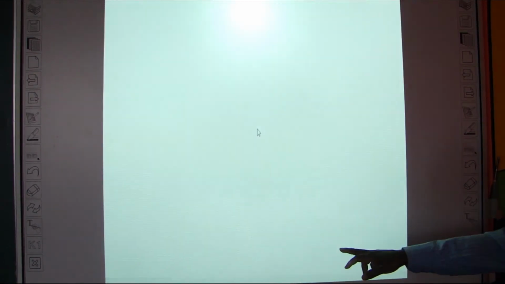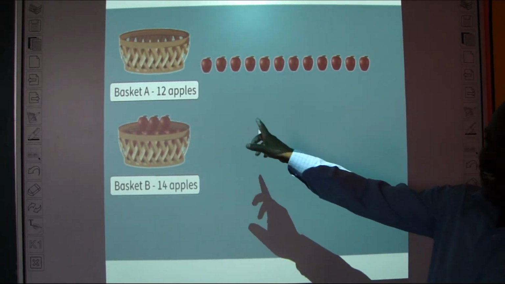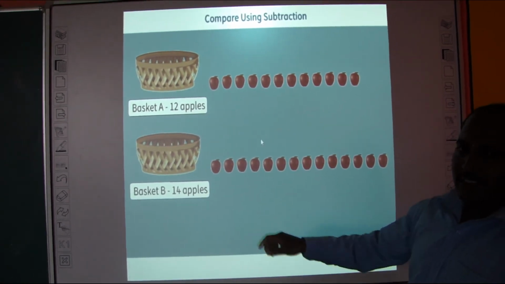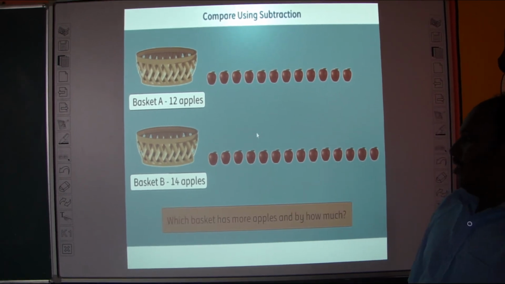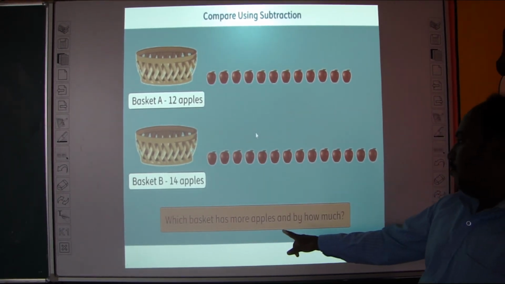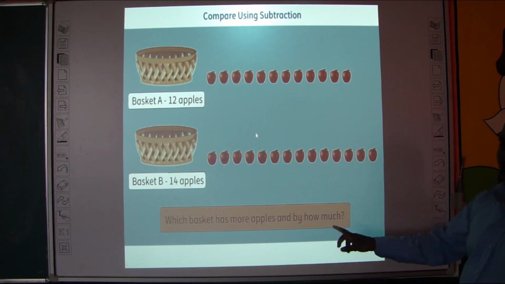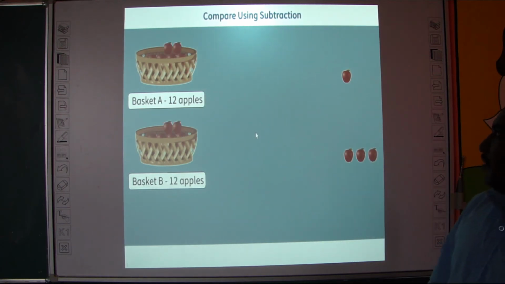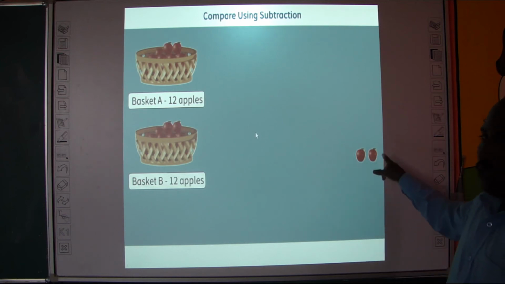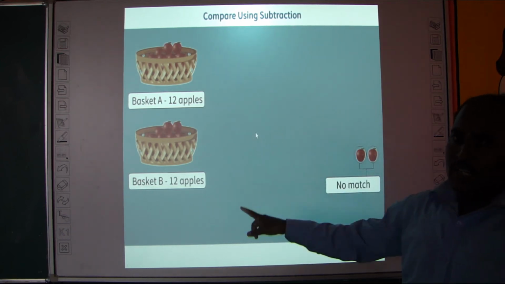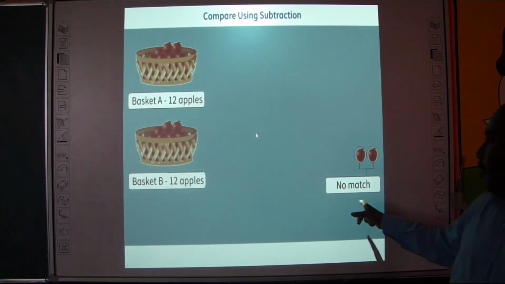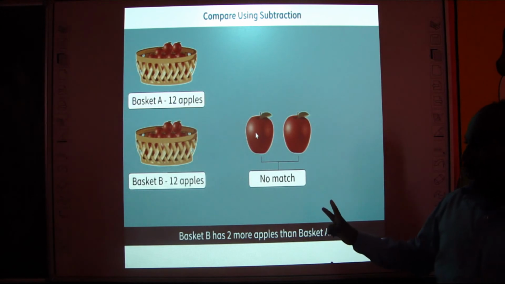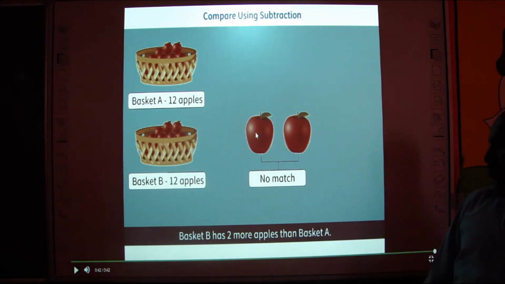We compare basket A and basket B. Basket A has 12 apples, basket B has 14 apples. Which basket has more apples, and by how much? We compare the two terms. Remaining 2 only, here 12, here also 14. So the balance is 2. Our answer is 2.